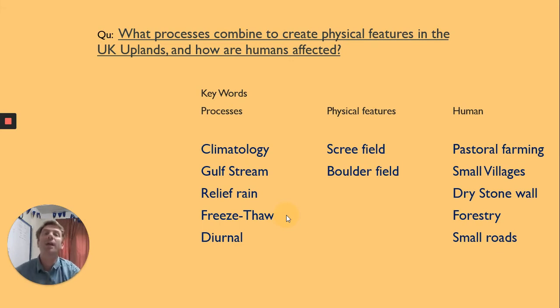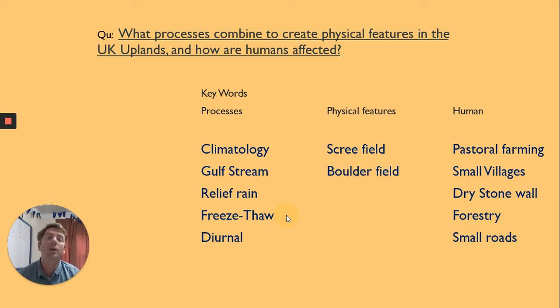Right, we're going to be looking at how physical processes combine to create physical landscapes, basically how the weather can give us cliffs. We're also going to be looking at how the weather and the cliffs combine to make settlements in the upland areas of Great Britain.